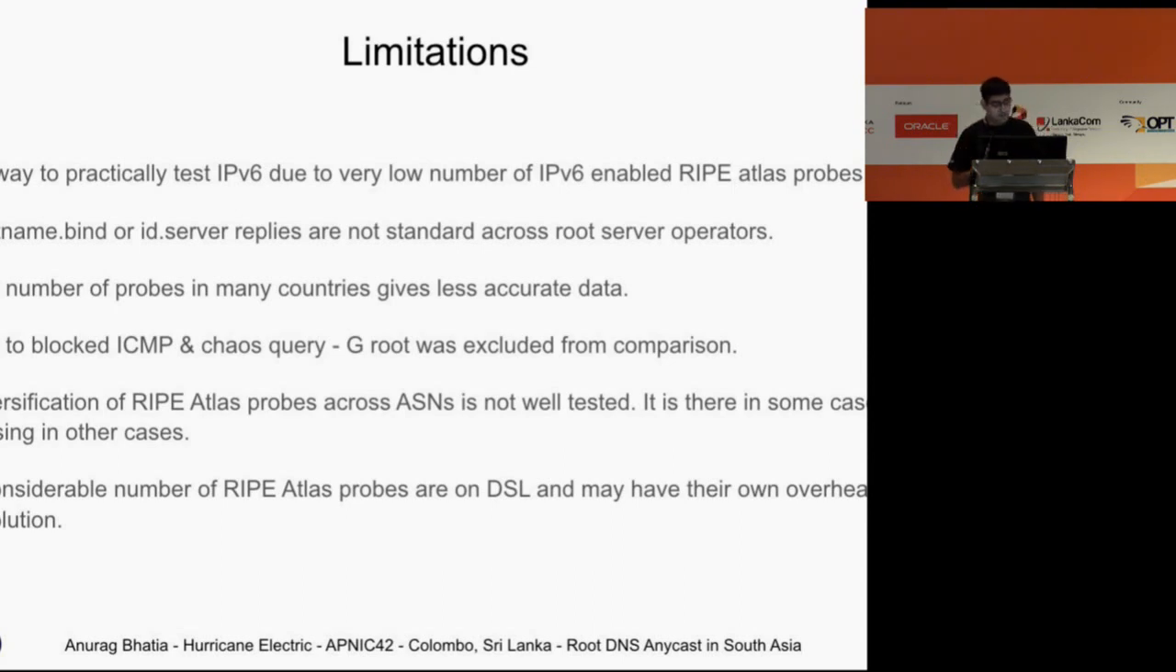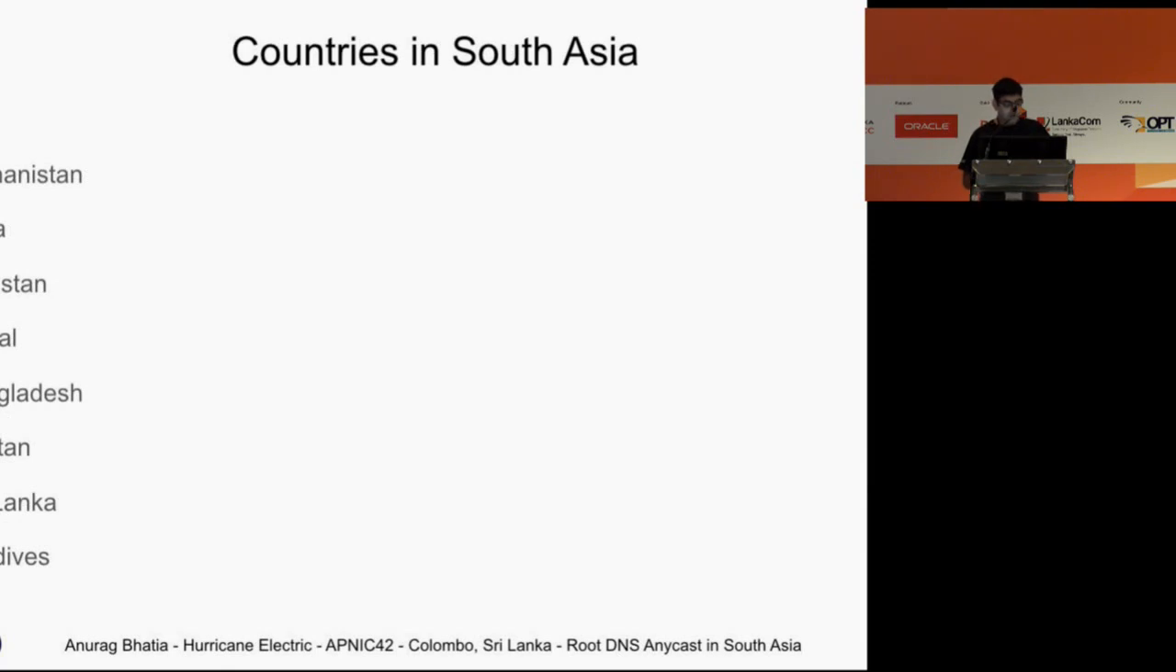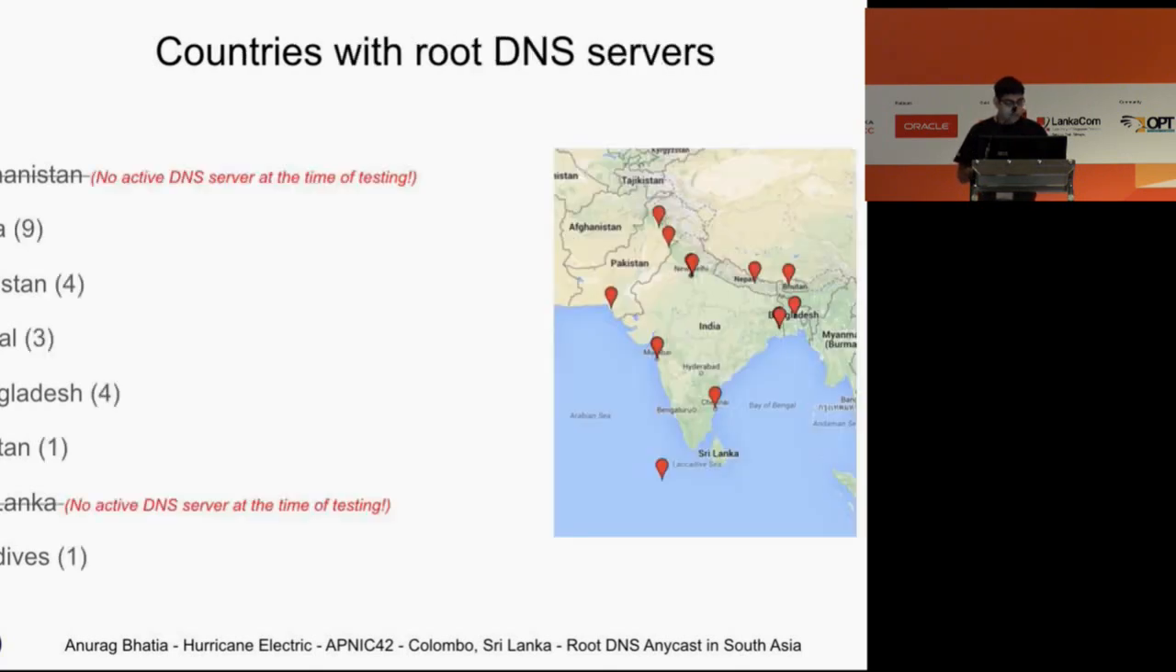A considerable amount of RIPE Atlas probes run on last mile networks, which happen to be DSL, and they add their own latency at the start. So we have overhead latency right on the second hop after the router in the data. These are the countries this data is about: Afghanistan, India, Pakistan, Nepal, Bangladesh, Bhutan, Sri Lanka, and Maldives. If we talk of root DNS servers, there seems to be no root DNS server in Afghanistan.